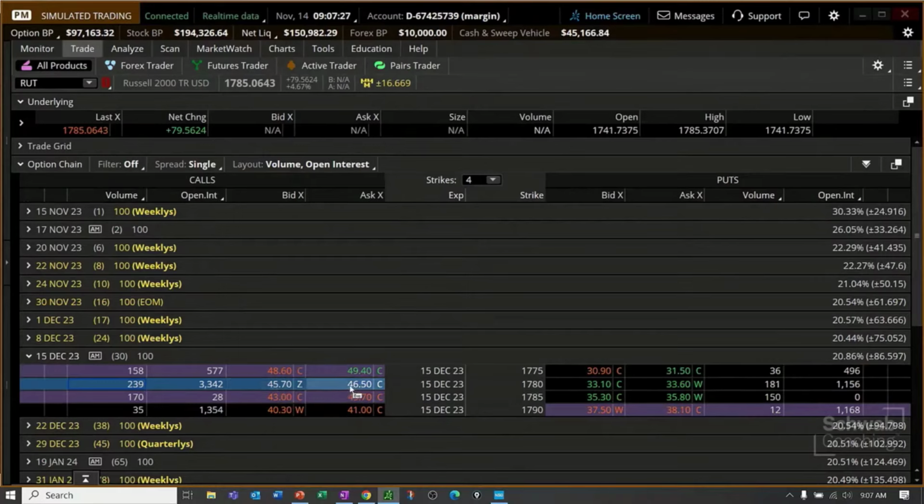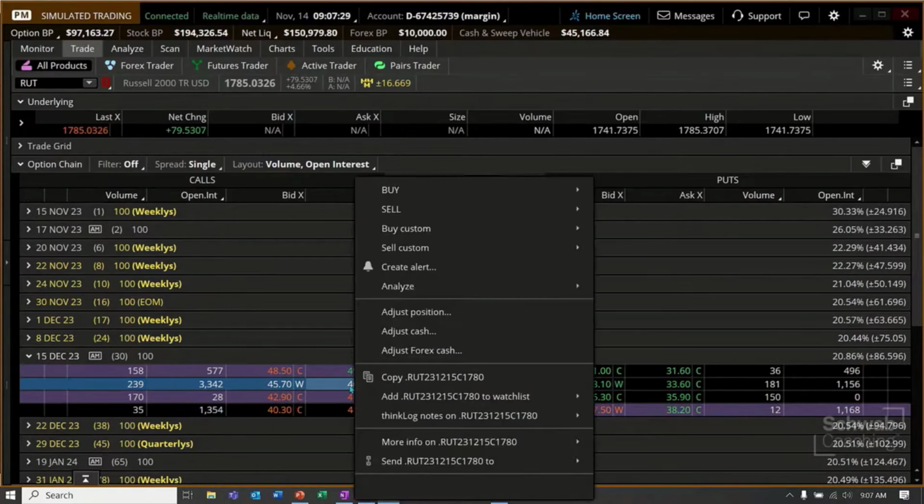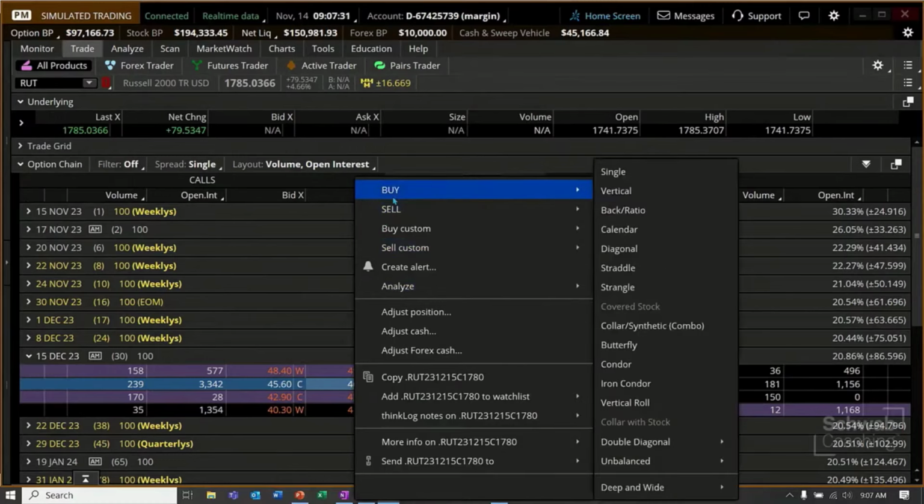Now, what I'm going to do in this case is right-click on that ask price. We're going to go to where it says buy. We're going to go right to where it says vertical.